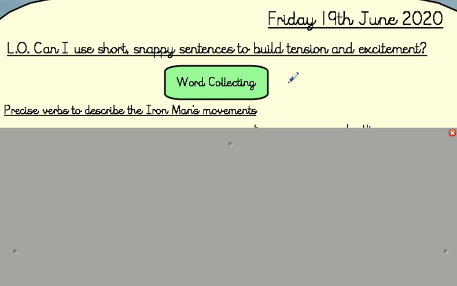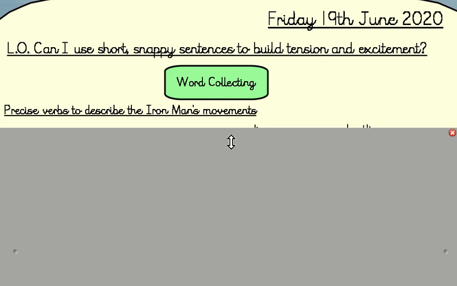So pause the video, write your title, and see how many words you think you could use to describe how the Iron Man comes racing, darting towards Hogarth, who's waiting there. He's trying to tempt him. So the Iron Man wants to move fast, he's going to be purposeful, and he's probably going to be quite loud. Pause the video and then come back to find out some of my ideas.